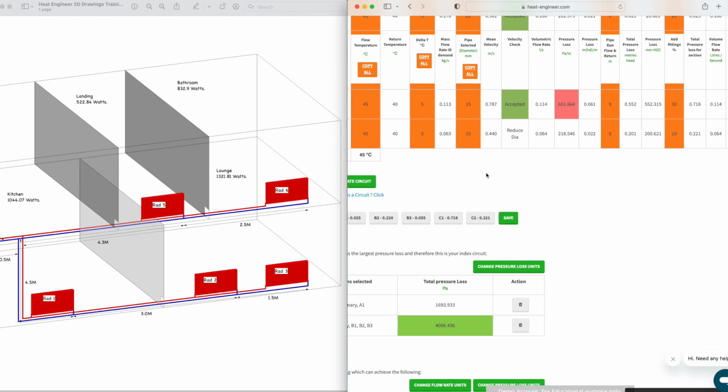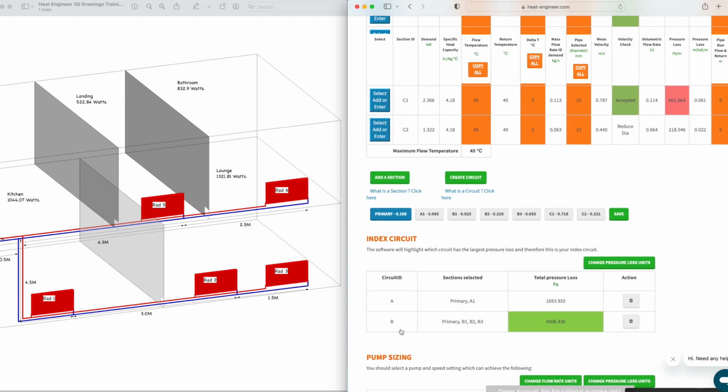So we've just got to create this last circuit, circuit C down here. So we create circuit and we choose what we're going to be using. So we go back to our little hand drawing that we've done.